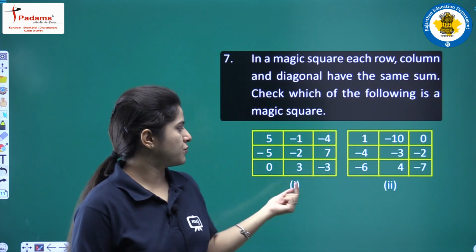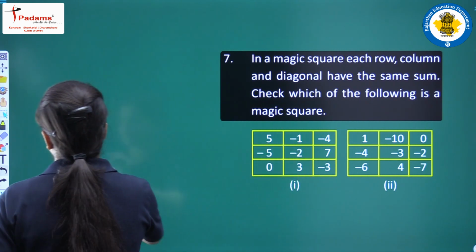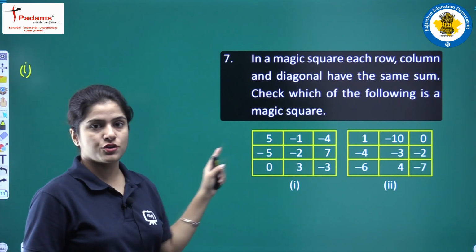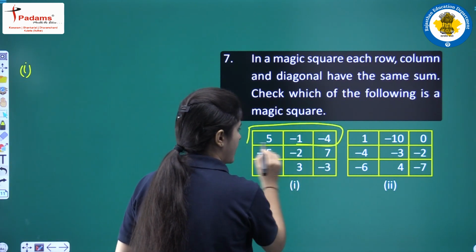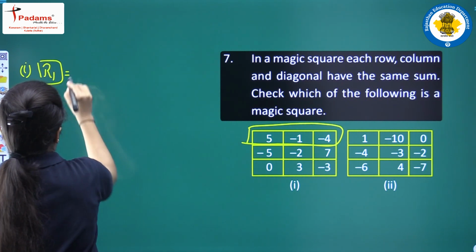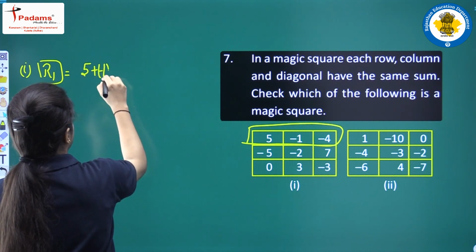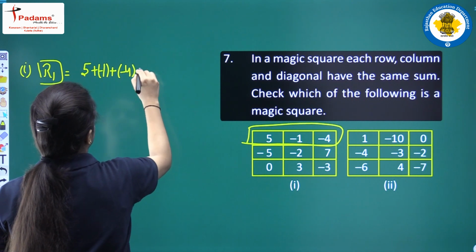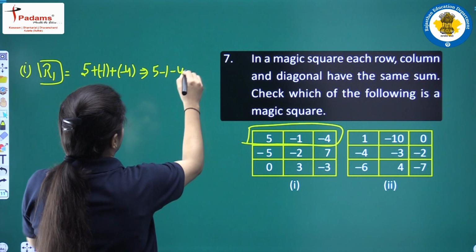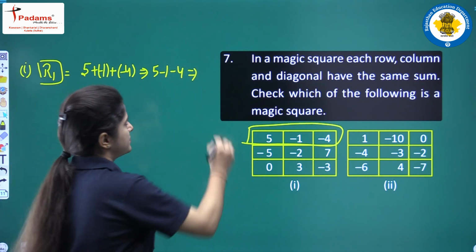Okay students, so firstly we will consider the first box, and in it the first row. So row 1. The elements of row 1 are 5, plus minus 1, plus minus 4. So 5 plus minus is minus 1, plus minus is minus 4. 5 minus 1 is 4, 4 minus 4 is equal to 0.